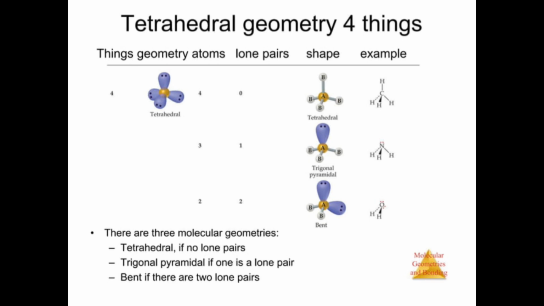Now, when you still have four things, and it becomes 3-1, that means 3 atoms and 1 lone pair, it becomes a trigonal pyramidal or trigonal planar, as the case may be. An example is ammonia. Then when it has 2 atoms and 2 lone pairs, you are going to have a bent shape. An example is water. And another example of that bent shape is SO2, that's sulfur dioxide. So that's how tetrahedral geometry is.